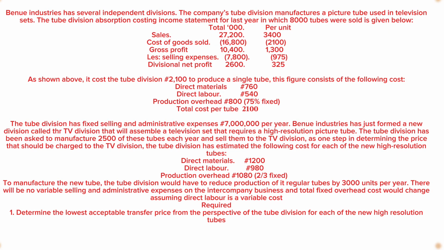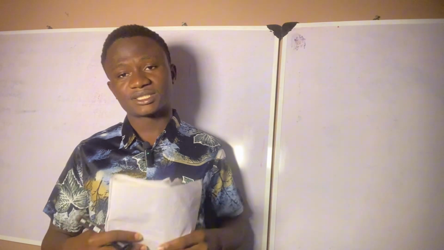To manufacture the tube, the tube division would have to reduce production of its regular tubes by 3,000 units per year. There will be no variable selling and administration expenses on the intercompany business, and total fixed overhead costs will not change, assuming direct labor is a variable cost. Required: determine the lowest acceptable transfer price from the perspective of the tube division for each of the new high resolution tubes. So here's the question.